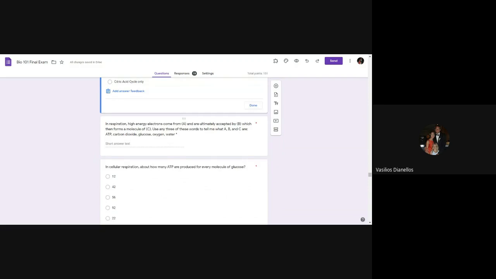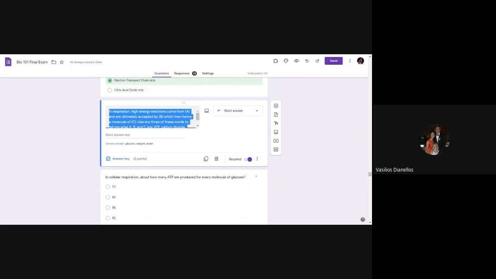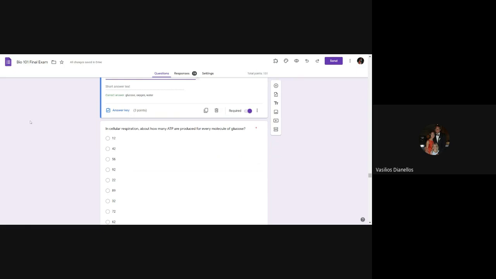All right, in respiration, high energy electrons come from glucose, and those electrons are ultimately accepted by oxygen, and that forms a molecule of water. So that is the answer. You would put A, glucose, B, oxygen, C, water. That was worth 3 points, because if you got one right, you got 1 point, two right, you got 2 points. Sadly, if you guessed ATP or carbon dioxide, you were way off because those have nothing to do with that discussion.